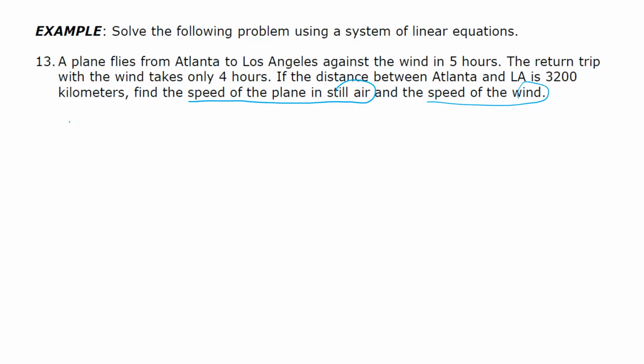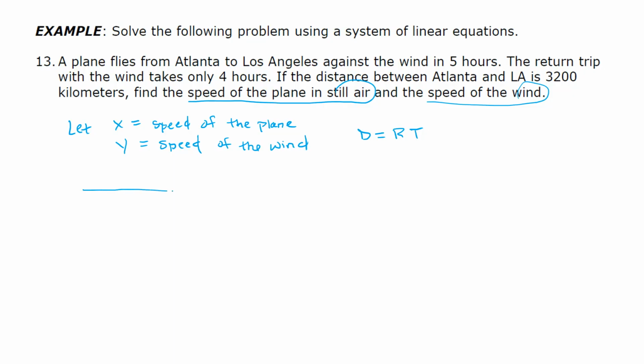So we don't know those, so let's give them variables. We'll let x equal the speed of the plane in still air, and we'll let y equal the speed of the wind. Something to note, distance equals your rate or speed times time. So let's set up our problem here.